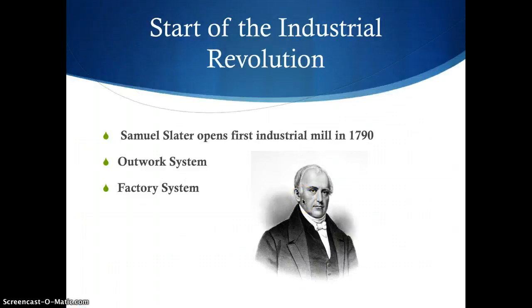The man that is thought to be responsible for sparking the Industrial Revolution is Samuel Slater. He had opened his first industrial mill in 1790. The two types of systems during the Industrial Revolution are known as the outwork system and the factory system.